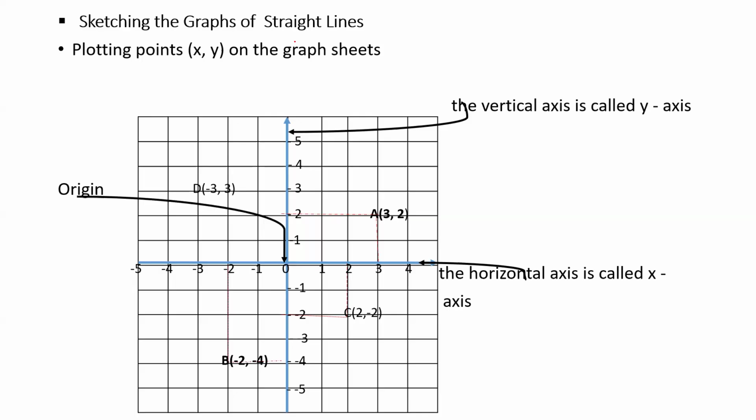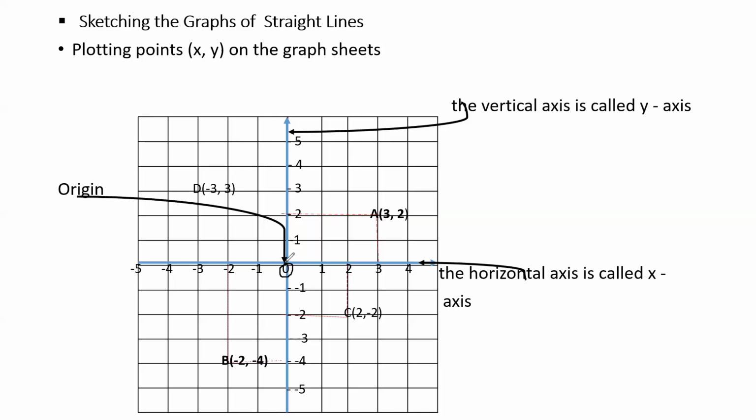Okay. So now let's say you can sketch a graph. If you're in two dimensions, you have x and y. Now you all know that the vertical line is for y. The whole of this line is the y axis. And then the horizontal one is for x.